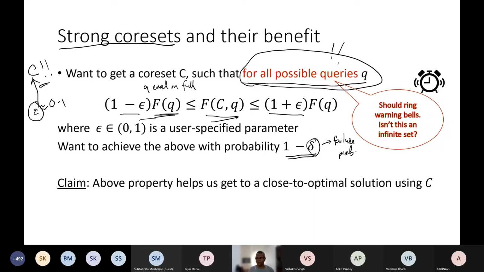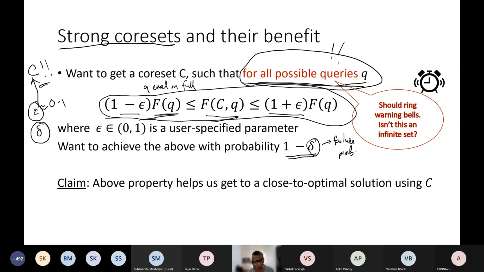If you say that, okay, the probability of climate change flooding BHU tomorrow is 0.0001, and if that happens, I don't care what your solution is. So that's your failure probability, 0.0001. And in all other cases, I want this to happen. So with probability 1 minus 0.0001, that is 0.9999, I want to make sure that this happens. So the construction of C will take into account both the epsilon and the delta, these two parameters, and will ensure that this happens for all possible queries Q.